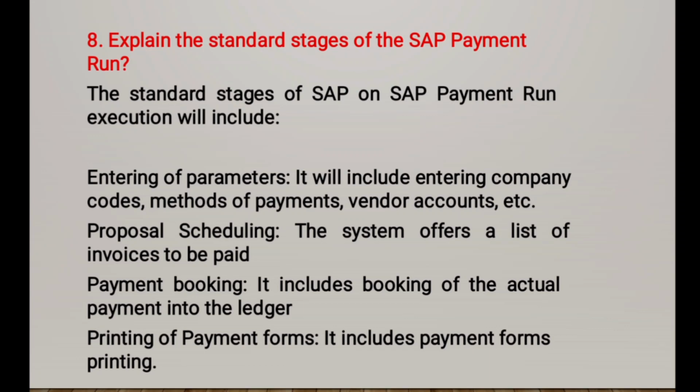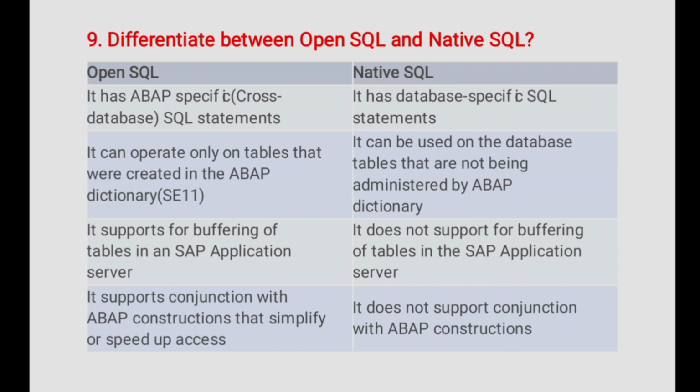Explain the standard stages of the SAP payment run. The standard stages of the SAP payment run execution include entering of parameters first, that is, entering company codes, methods of payments, vendors, accounts, etc. Next, proposal scheduling. The system offers a list of invoices to be paid. Payment booking. It includes booking of the actual payment into the ledger. Printing of payment forms. It includes printing the payment forms.